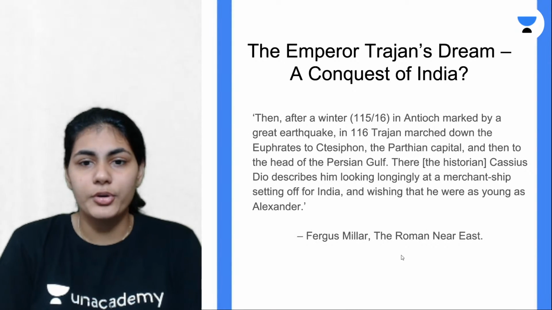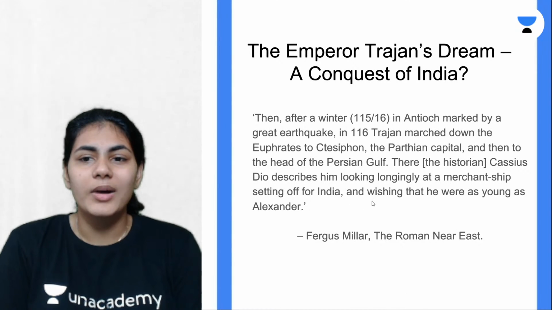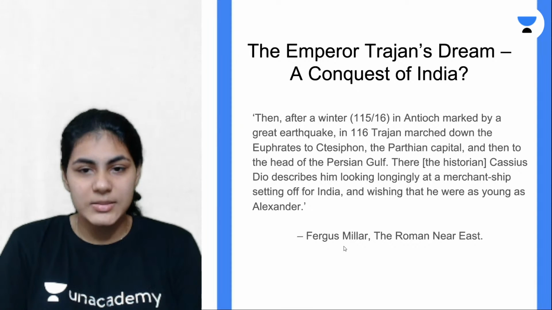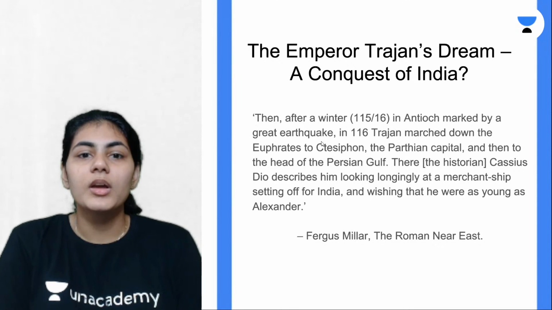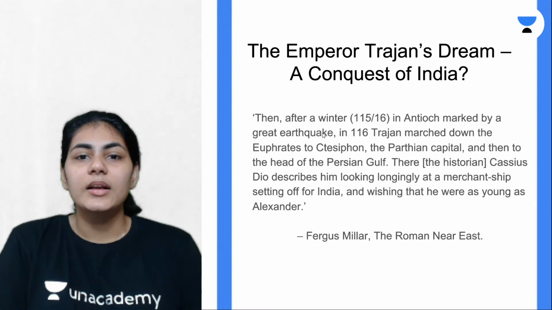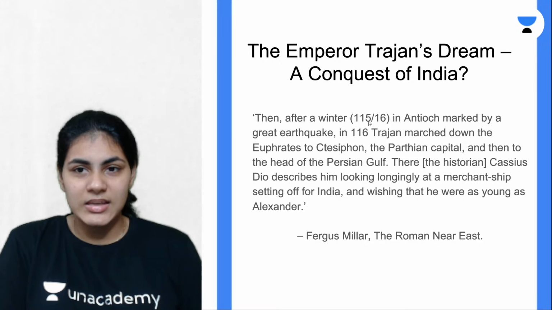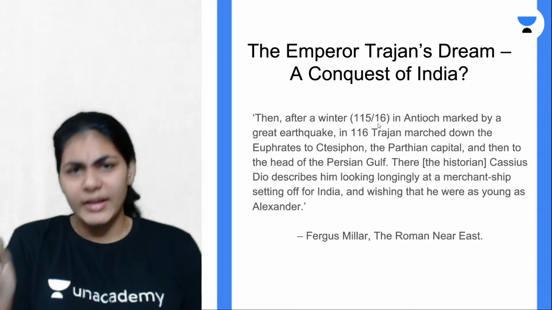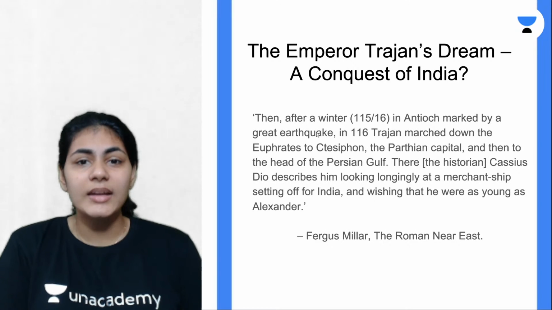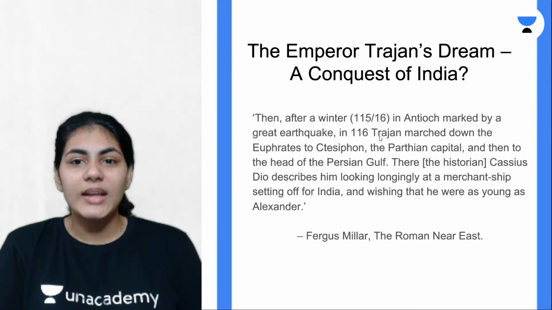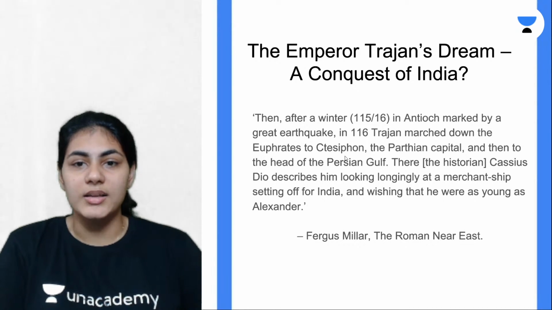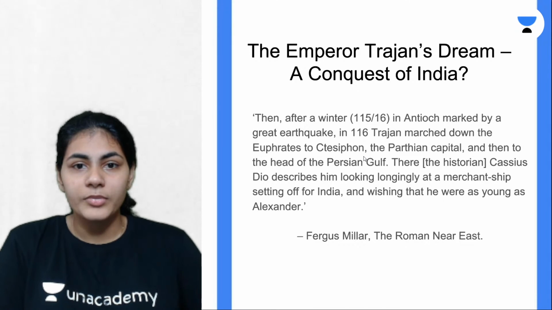So this is the last slide for today's class. We'll just look at what a historian by name Fergus Miller, in one of his books titled The Roman Near East, says about the Emperor Trajan, this ambitious ruler. He says in his book that in the winter of 115-116 CE, they were in Antioch. Antioch is a place in the Middle East. There was a great earthquake there. So Trajan had to march down the Euphrates to Ctesiphon, which is the Parthian capital, and from there he even moved on to the Persian Gulf.